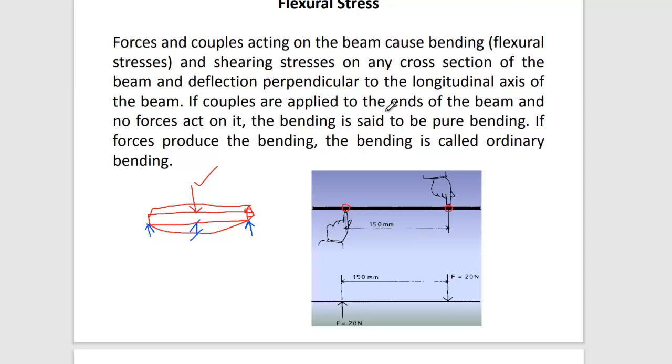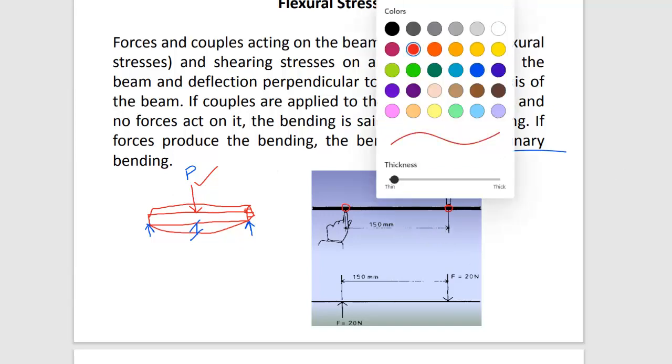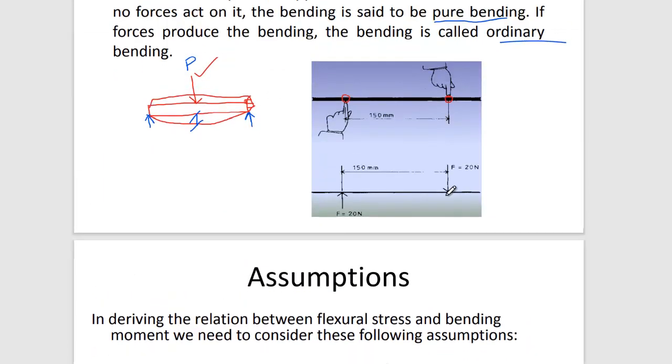So if couples are applied to the ends of the beam and no force acts on it, the bending is said to be pure bending. So instead of this kind of force, if we have this kind of couple, then the bending moment we get due to this coupling force, we call pure bending. If a force produces the bending, it is called ordinary bending. So here you can see this is a P amount of force. That time we call this kind of bending ordinary bending. If there is a couple, we call it pure bending. Okay. This is a simple definition.